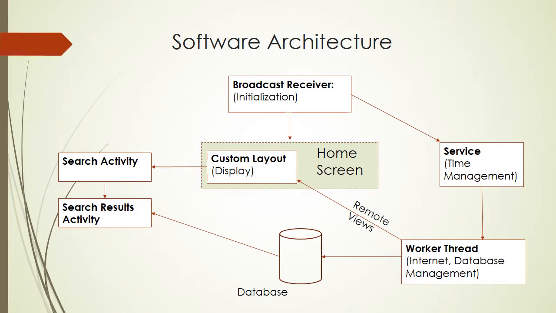So how do we structure the code? The only block here that you really absolutely have to have, besides the custom layout that runs on the home screen, is the broadcast receiver. But if you want more functionality, then you have to add some extra stuff to make it all work. In my case, I have a service that watches the clock and decides when to schedule updates of the database and refreshes of the display that's on the home screen. The data is downloaded from the internet via REST API, put in the database, and then I have some separate activities for doing searches.